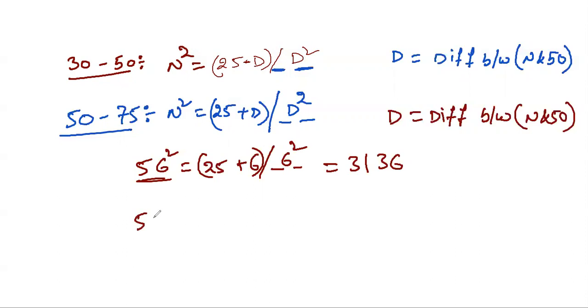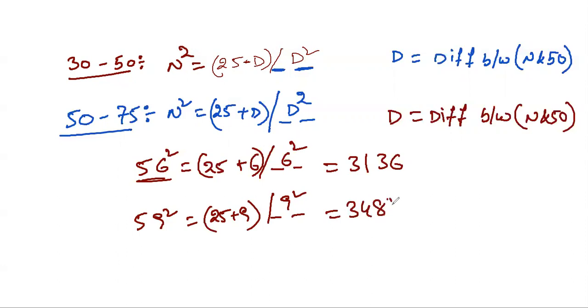So you understood this? 59 square. Difference is 9. 9 square, write it. 25 plus 9, 34. Then your answer is 3484. Sorry, 3481, because 9 square is equal to 81.